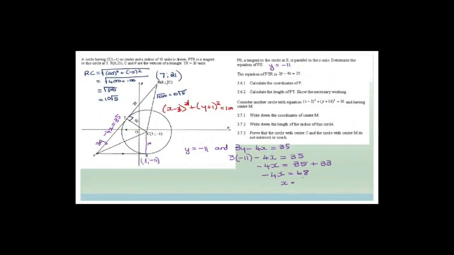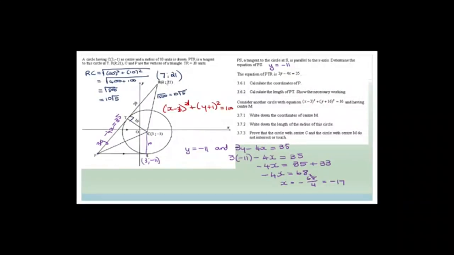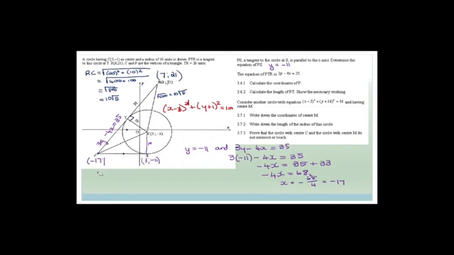Therefore, x is going to be equal to minus 68 over 4, which equals negative. 4 goes into 6 once, remainder 2. 4 goes into 28 7 times. Yes. So therefore, this is going to be minus 17. So P is minus 17, minus 11. Okay, so now we've done that.